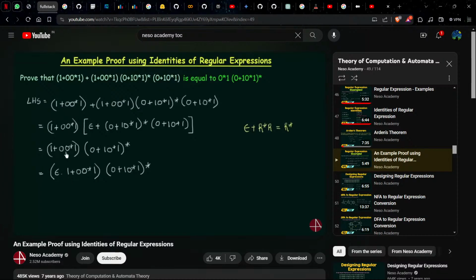Now why did I do this? I have this term I just written down here, and I've added an epsilon symbol. And this is another identity that we have studied: epsilon R is equal to R. If you just have epsilon before R, that is still equal to R. We have studied this identity before, so I'm applying it here. I'm just putting epsilon before this expression. So even if I put an epsilon here, it is still equal to this. So I can write this as this one.